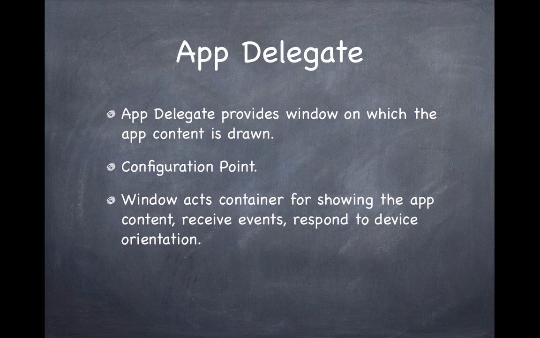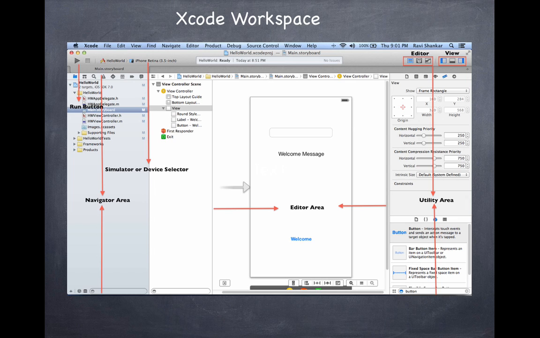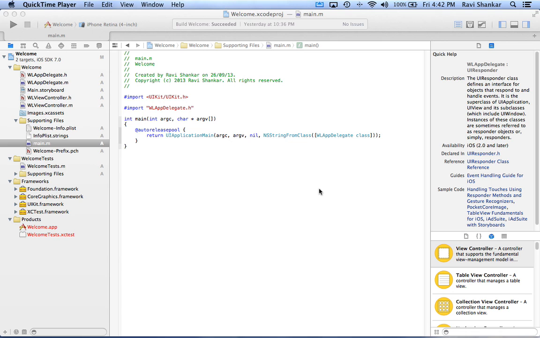And today what we are going to see is more about the Xcode workspace and a little bit about the ViewController, and we'll try to change the background color of our view. Some of the code was generated automatically when we created our project, like the app delegate, the ViewController. Then we also have the storyboard, and then the supporting files folder, frameworks, etc. Now let's go to Xcode.